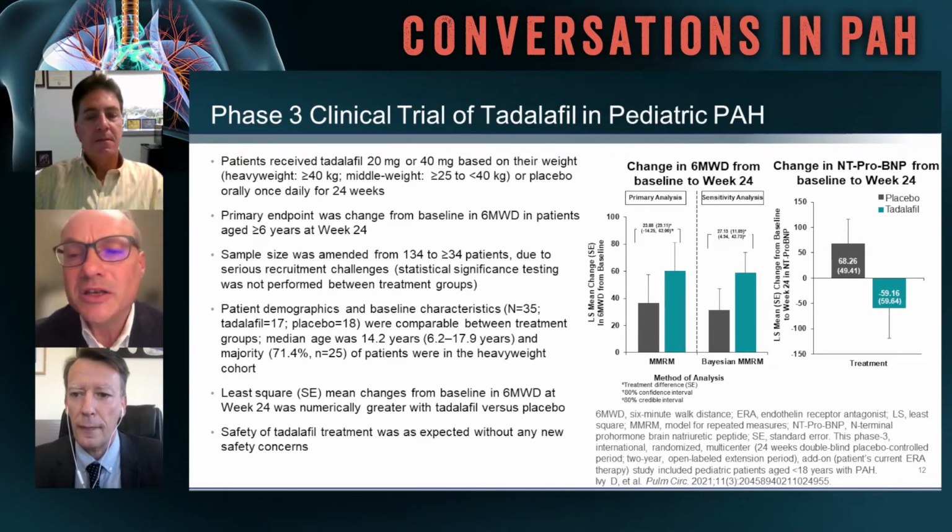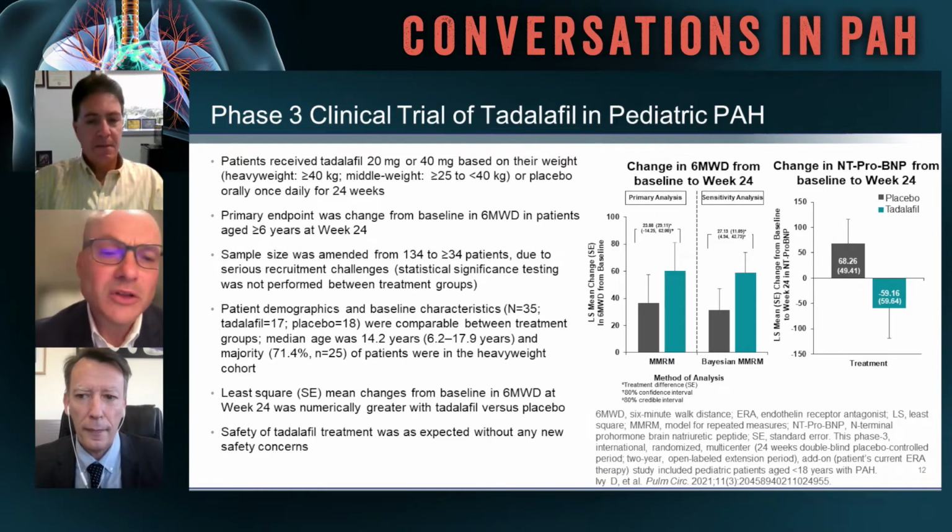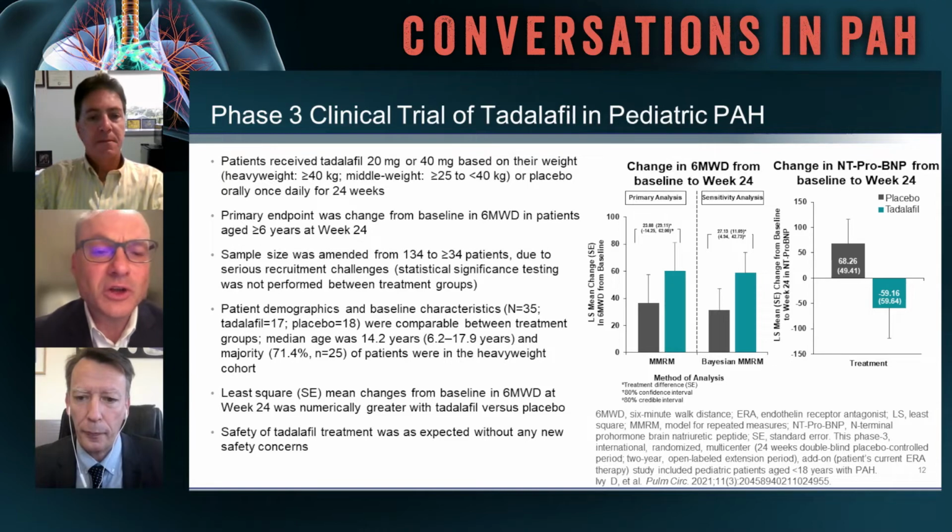What you can see is that the initial treatment target or number of patients was 134. And after 5 years, the study didn't enroll. So the company went back to the FDA and actually changed the primary endpoint from time to clinical worsening, which we felt would be a good way to show efficacy. But the number of patients was so low that they changed it to 6-minute walk.